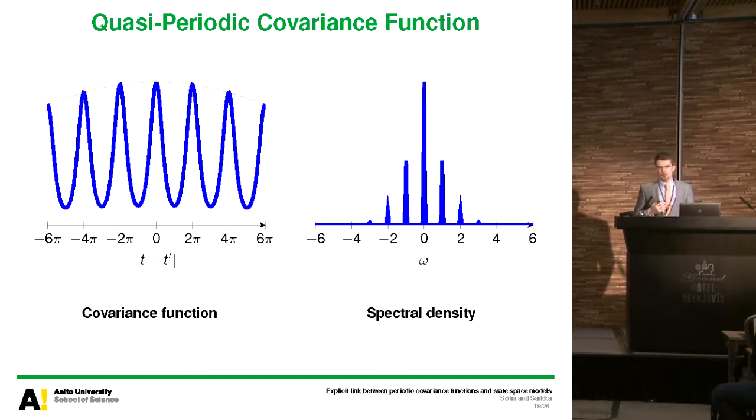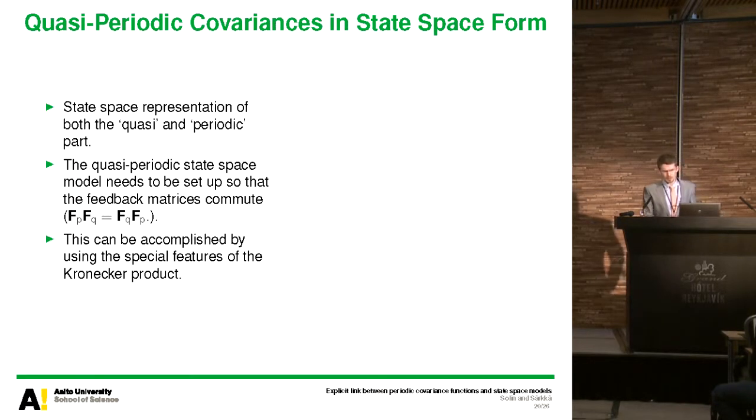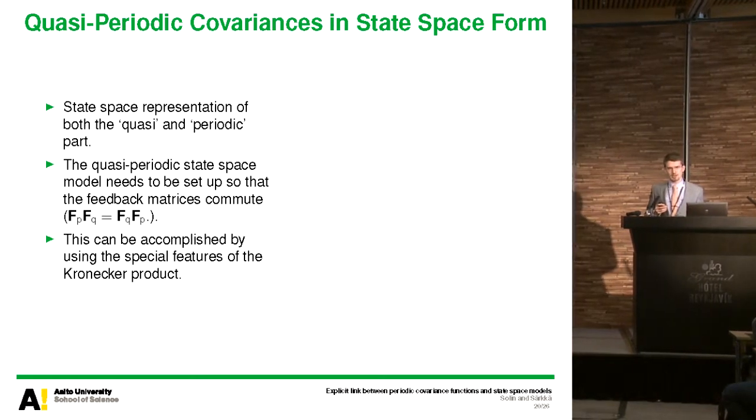In terms of the usual GP approach, taking the product of two covariance functions is very straightforward. However, in the state space form, this is not that straightforward. It all comes down to that we need to have the model matrices, basically the feedback matrices, commute with each other in order to preserve the properties of the quasi-periodicity. Luckily, this can be accomplished by using some special features of the canonical product.